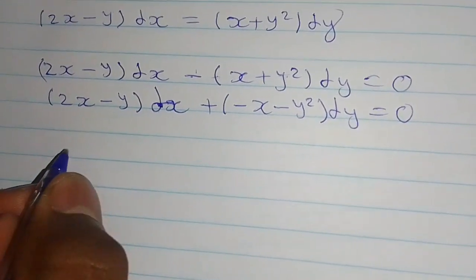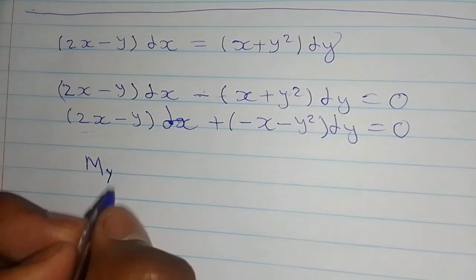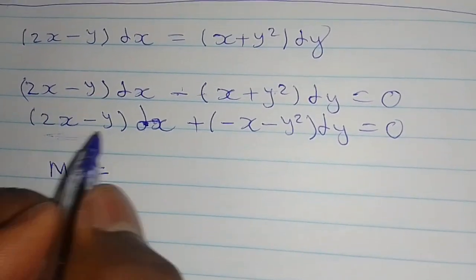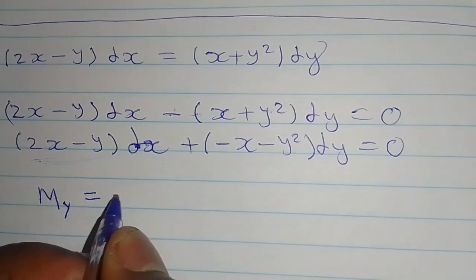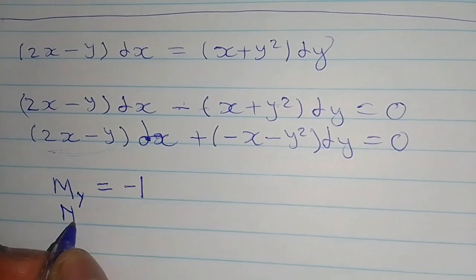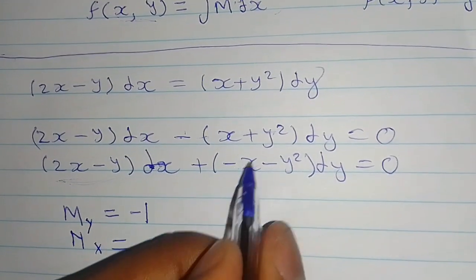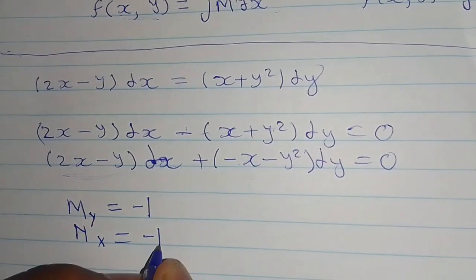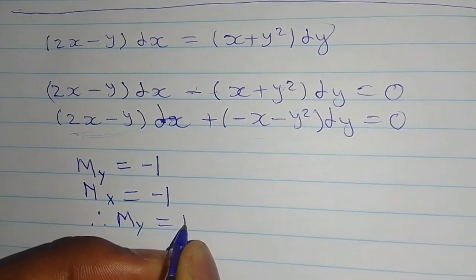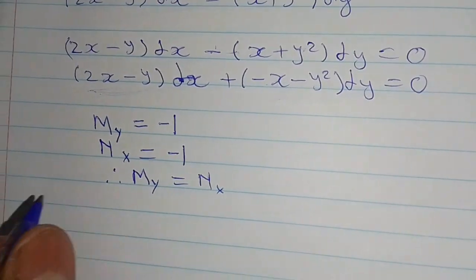And then from there, you find M sub y. You take the partial derivative of the dx term with respect to y, and notice that you're just going to have minus 1. And then you take the partial of the dy term with respect to x, and notice that y is a constant, then you just take the derivative of minus x, and you just have minus 1. Therefore, we realize that M sub y is the same as N sub x. What does this mean? This means that the equation is exact.